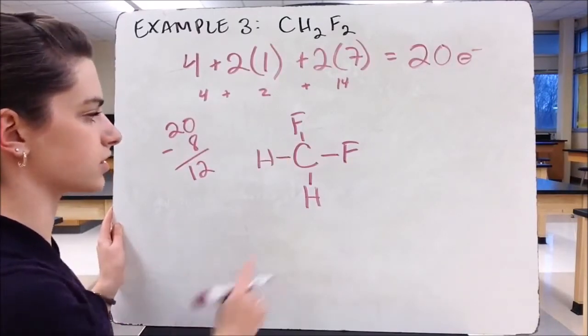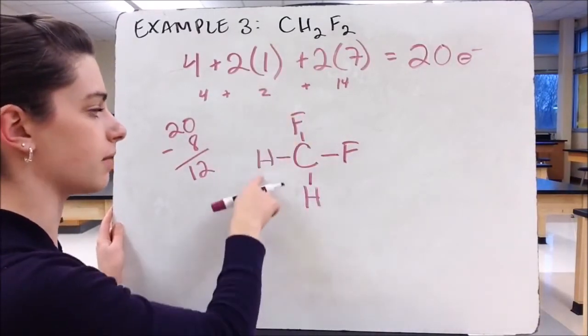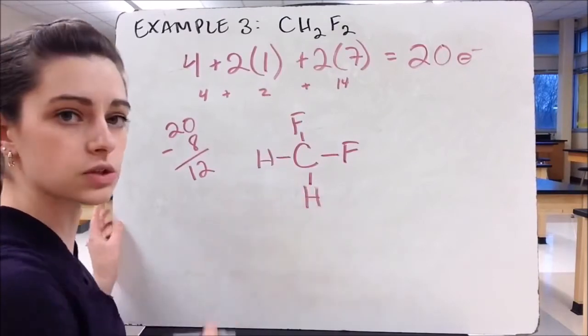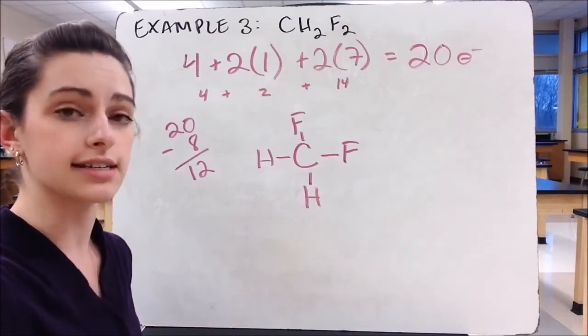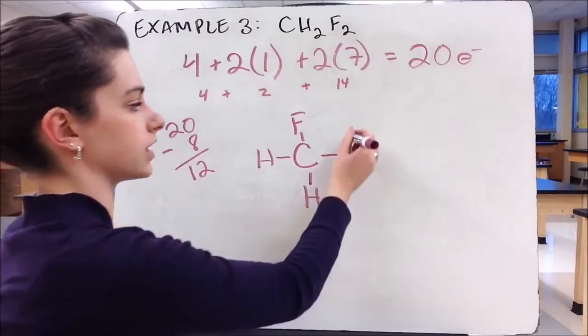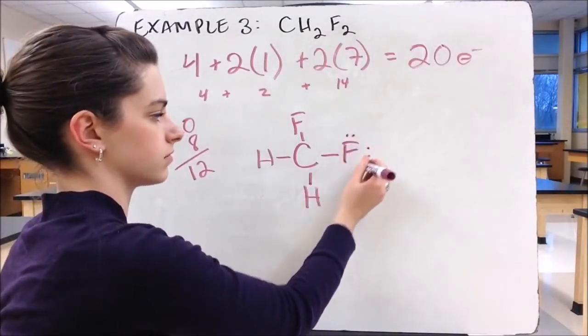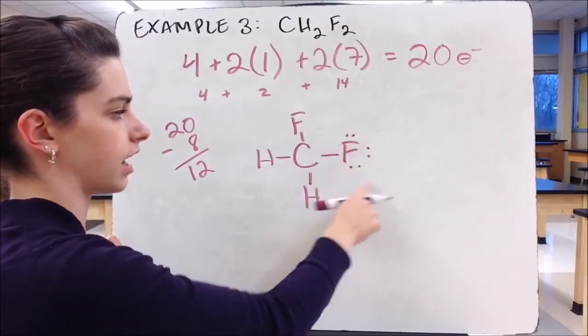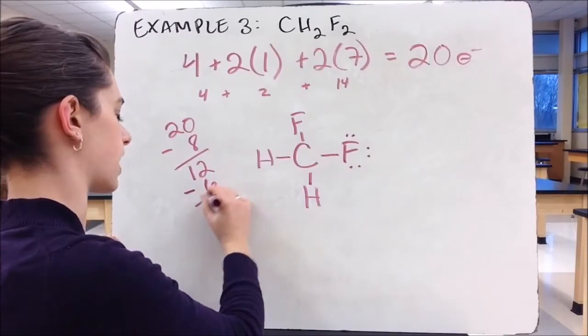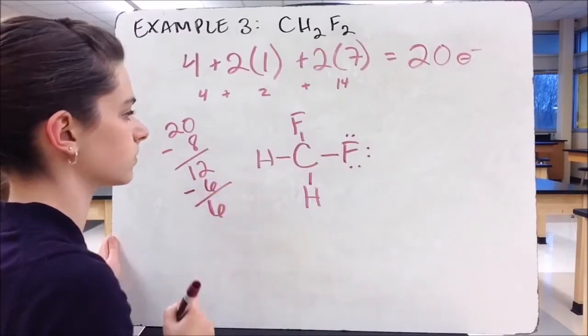Now I'm going to take my electrons and start filling the octets. Remember, the hydrogens only need those 2 electrons. I'm not going to add any more electrons to the hydrogens. Instead, I'm going to add electrons to my fluorines. Now fluorine has 2, 4, 6, 8. I've used 6 more electrons, so I'm going to subtract that from my running total.